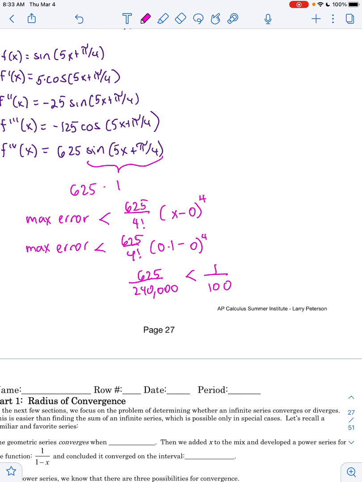So again, you're not finding the actual error. This is the maximum error bound. You're no worse off than this if you were to use that third degree Taylor polynomial to approximate f of x being sine of 5x plus pi over 4, and basically we're just giving the person a guarantee that it's not going to be any worse than 1 over 100.